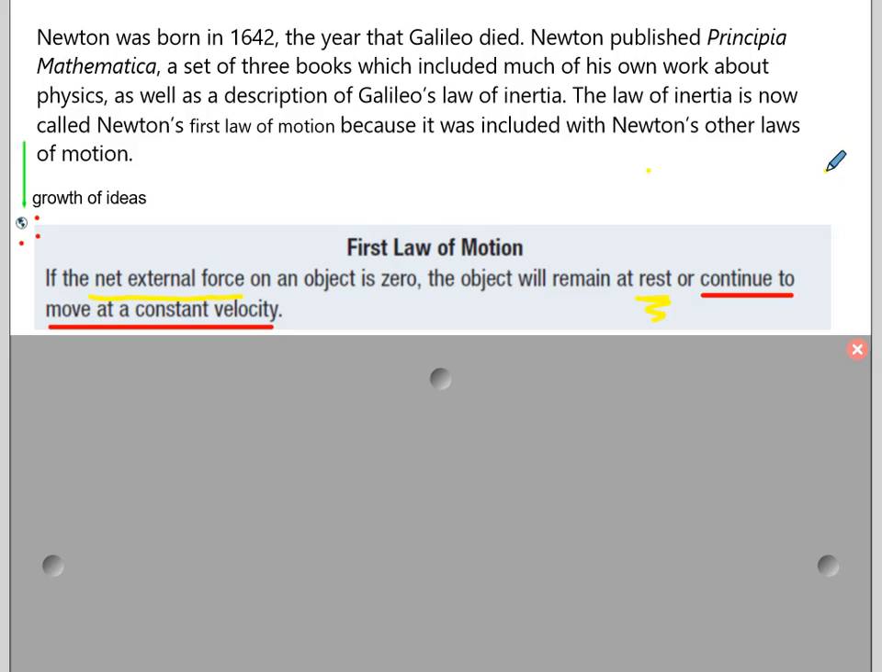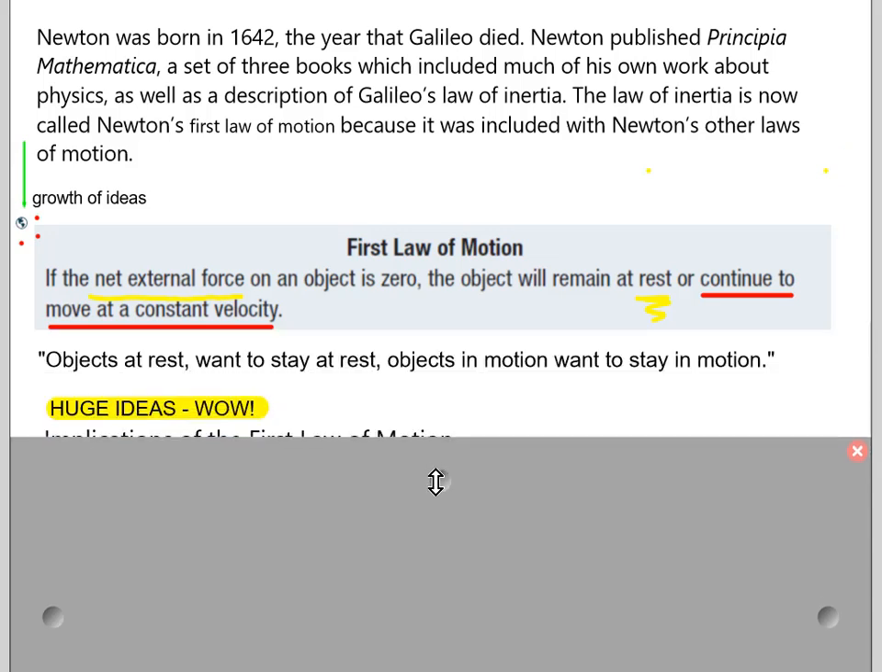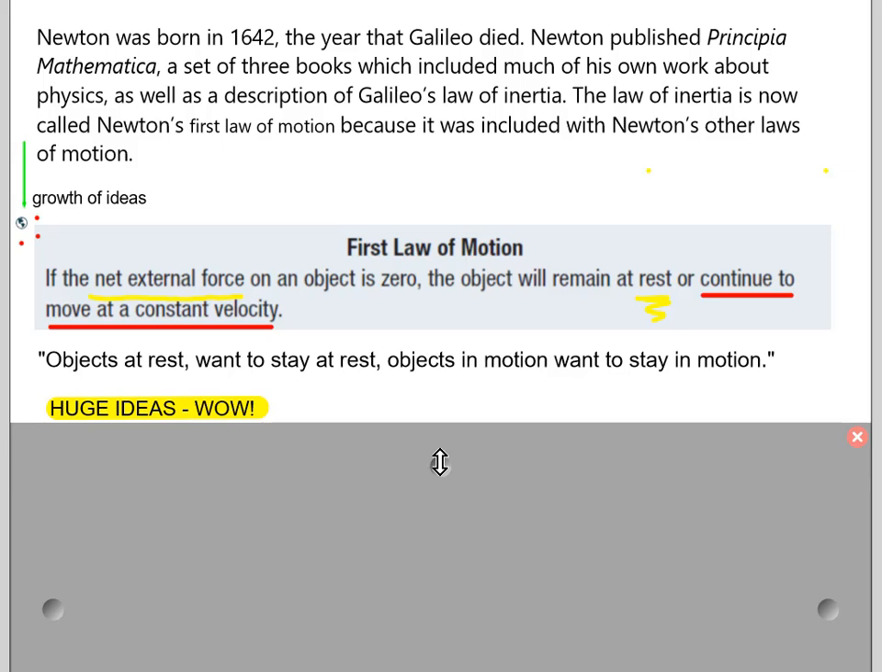That one makes sense. And here's where we start to lose people. Or, even if the F net is 0, all of the forces balance, the object will continue to move at a constant velocity. I say that right now and people go, yeah, that makes sense. But you wait. When we start doing some questions, you'll be like, oh no, I totally forgot that. So objects at rest want to stay at rest. Objects in motion want to stay in motion. That's one of the ideas.